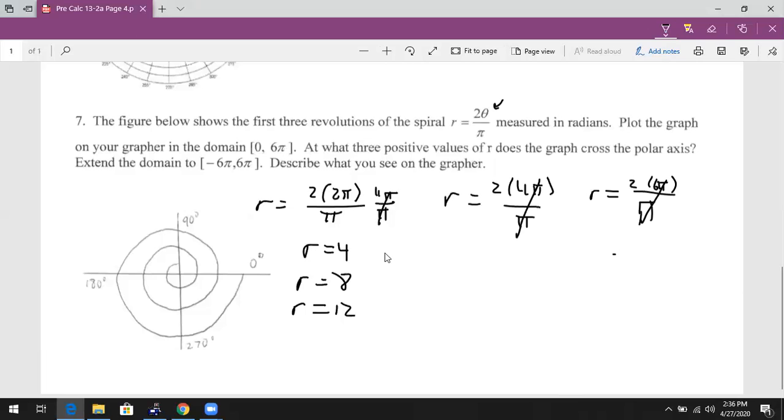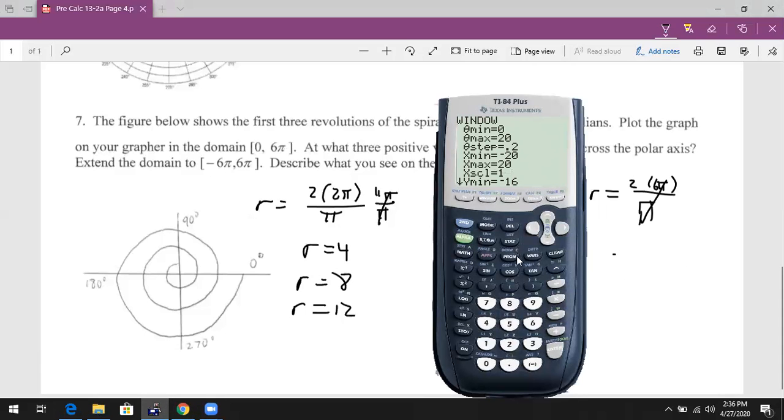All right, now the next question says extend the domain to negative 6 pi to 6 pi and describe what you see. So if we change our domain from negative 6 pi to positive 6 pi, describe what you see. I first want to show you what we saw when we didn't have it that way. So here's what we saw. We saw this thing spiral out 3 times.